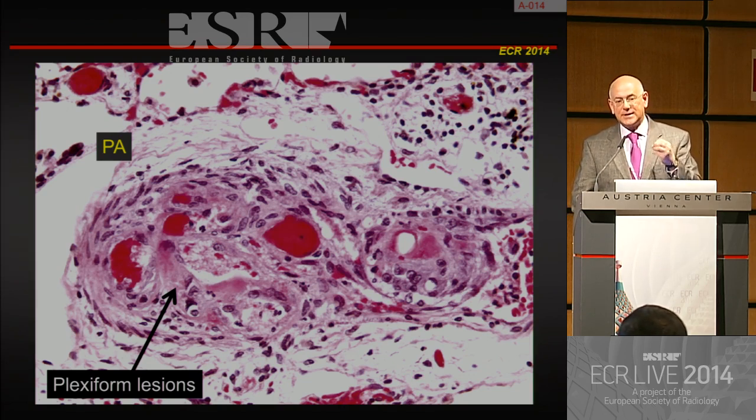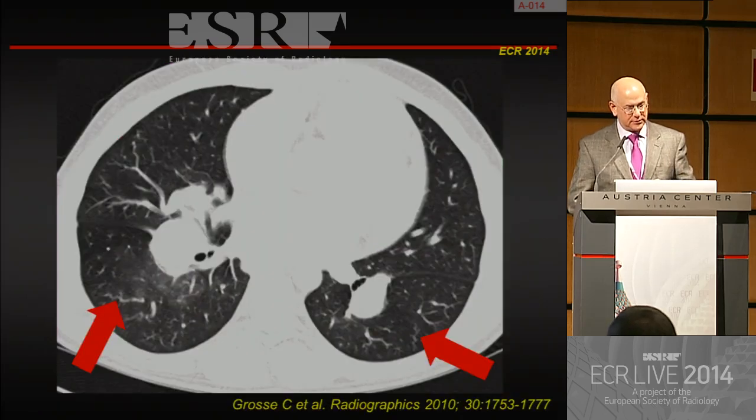Here, as you see, the lumen has completely disappeared. There are some small channels that sometimes are revascularized, but this is basically a process that leads to a near complete obstruction of the pulmonary artery. How does this translate into imaging?